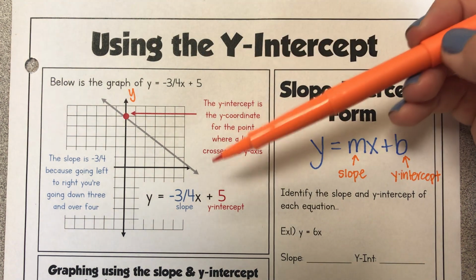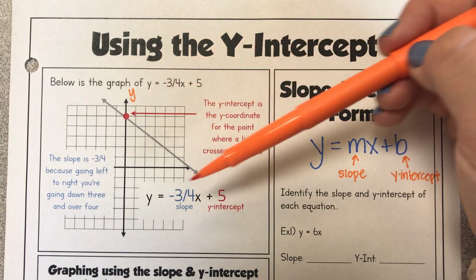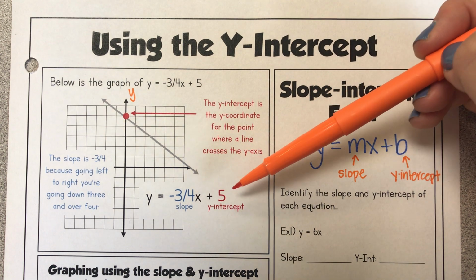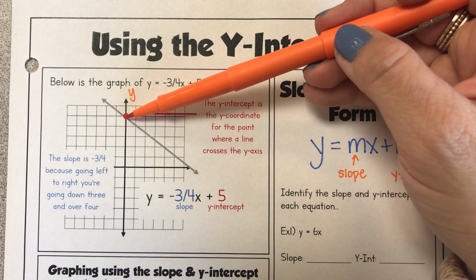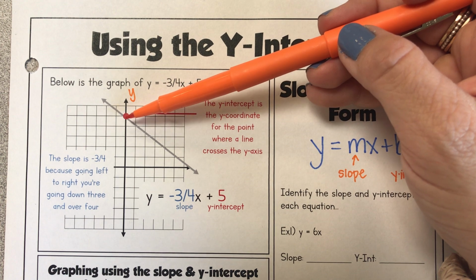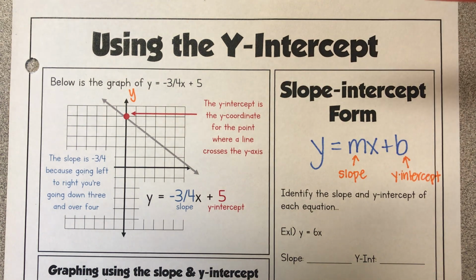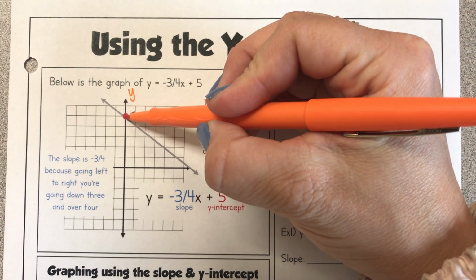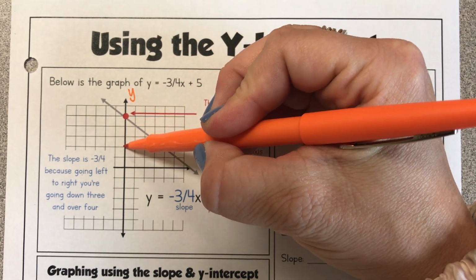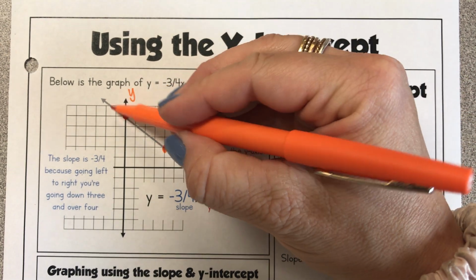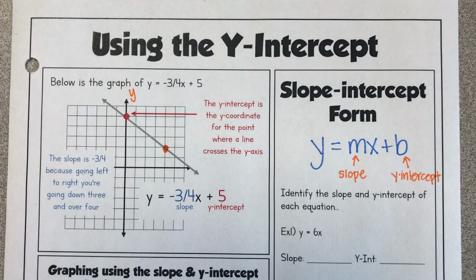Okay, and so the equation of this line right here would be y equals negative 3/4 x plus 5. So 5 is where we're starting on the y-intercept, and then the slope is negative 3/4. So think about what we talked about with slope yesterday. That's going to go down 1, 2, 3 over 1, 2, 3, 4. And those 2 points are how we graphed the line.